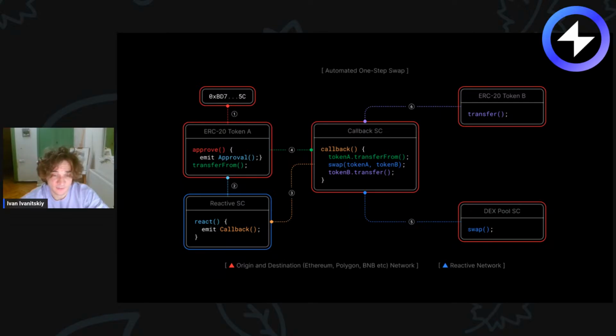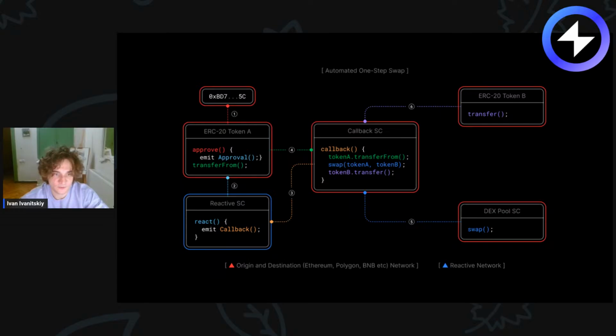No, to a callback smart contract in that case. Then a callback smart contract executes a swap on a DEX pool. So the callback smart contract exchanges its token A's to token B's, and now it has token B's. And then it transfers token B's to your address by invoking the transfer function of token B. And thus the automated one-step swap happens.